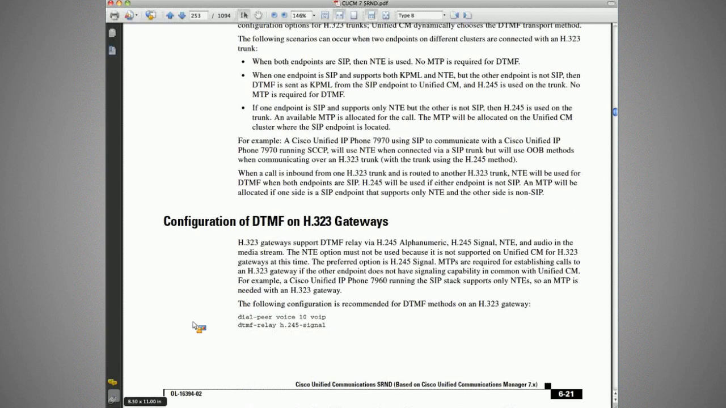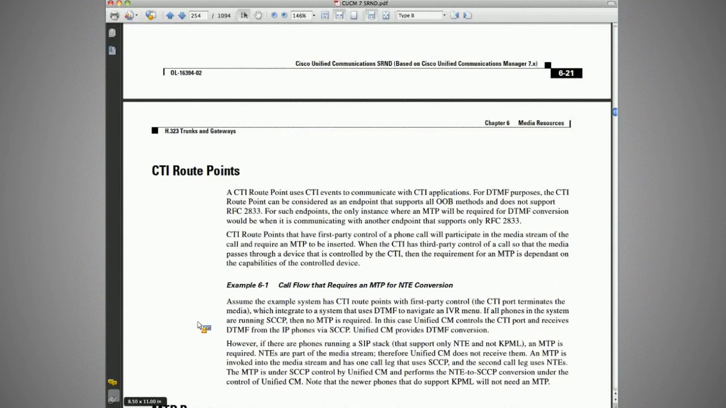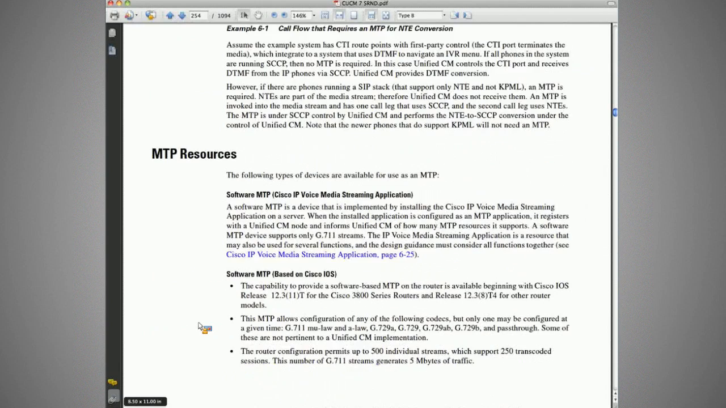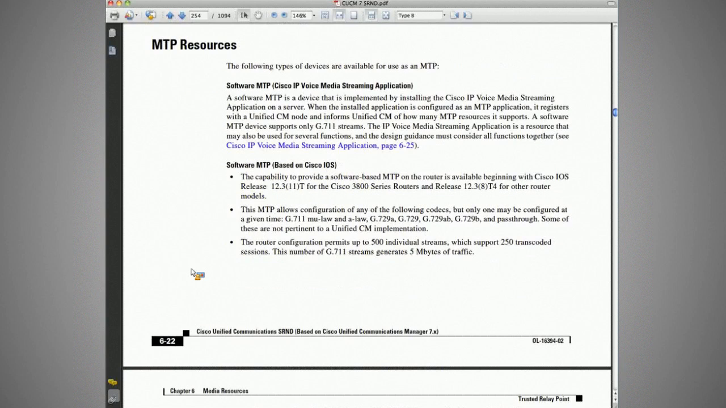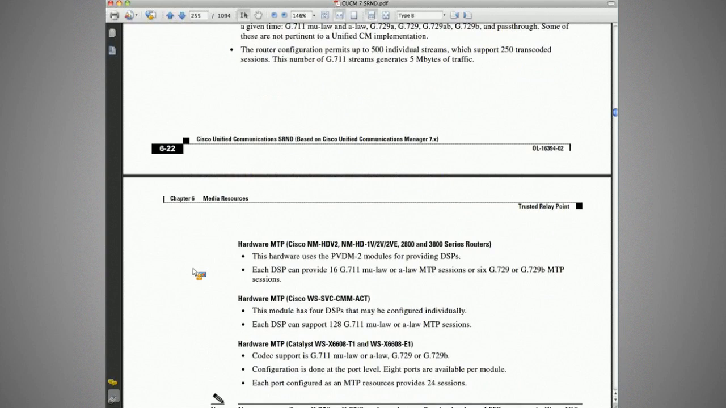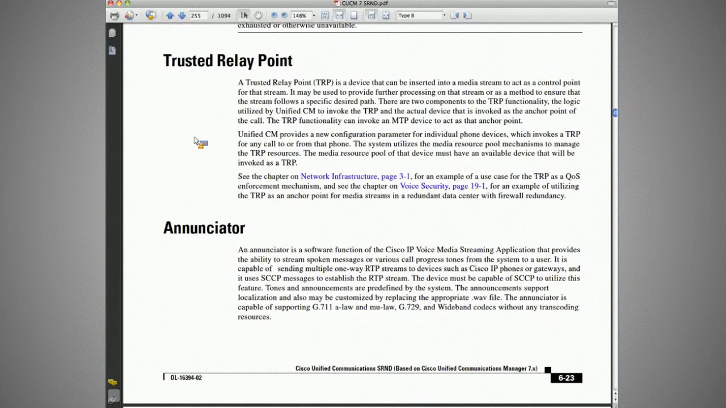Again, it's good to read through this and understand what is the best practice configuration, when what is needed. I'm not going to read every single thing, but I will provide the links. And again, this is just one more reason to read every single one of the 1094, basically 1,100 pages in the SRND. It's packed full of good information.